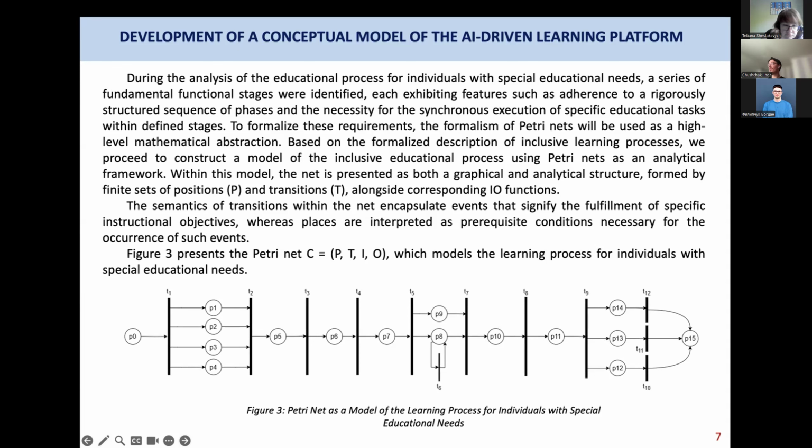The Petri net is defined by sets of places and transitions, which correspond respectively to conditions or states, and to the actions or events that trigger changes within the system. This approach allows for the clear mapping of dependencies and timing of instructional activities. In this model, transitions denote achievements of specific educational objectives, while places represent the necessary preconditions for these objectives to be fulfilled. Figure 3 illustrates the Petri net, modeling the learning path as a system of interconnected steps that collectively support personalized development of students with special educational needs.